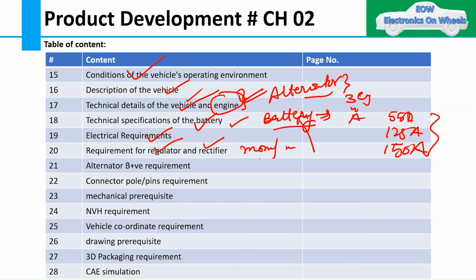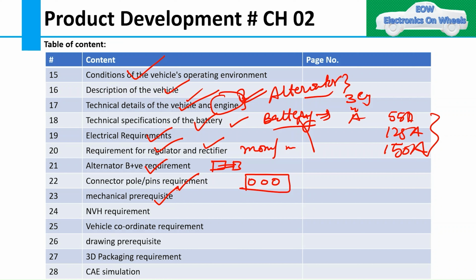Then you have to tell this thing whether you need the mono or multi. Then alternator B positive requirement. So of course, for this particular terminal, how you want it, that particular requirement you need to specify for the supplier. Then connector poles and pin requirements. So earlier, as I told you, how many pins of connector you require for the connector.